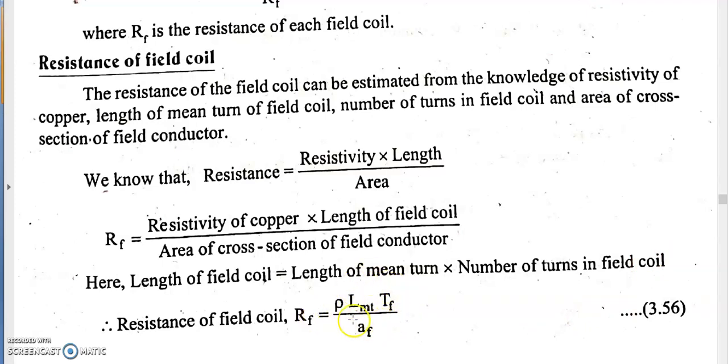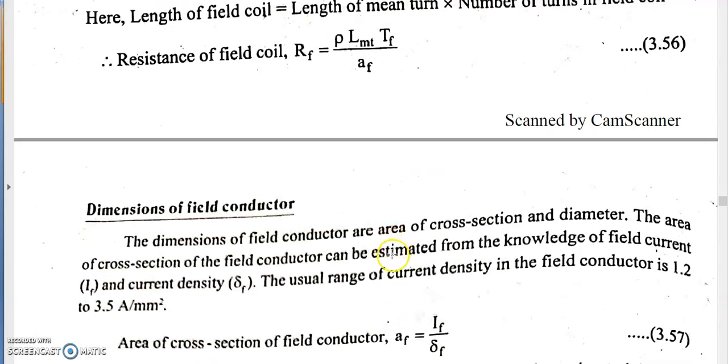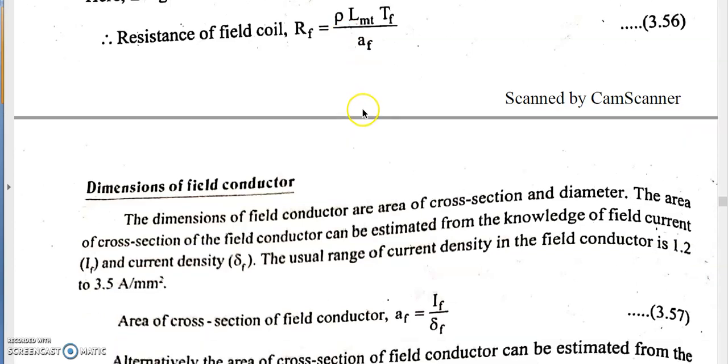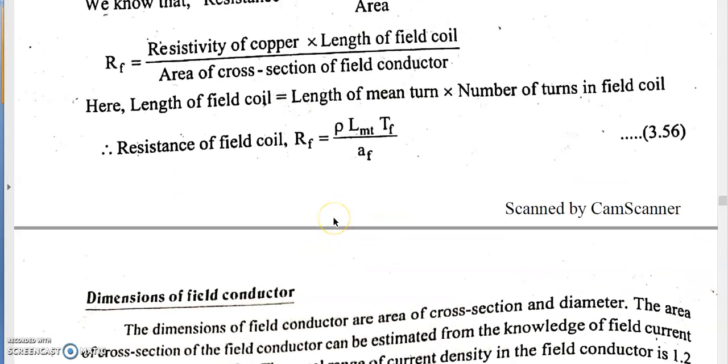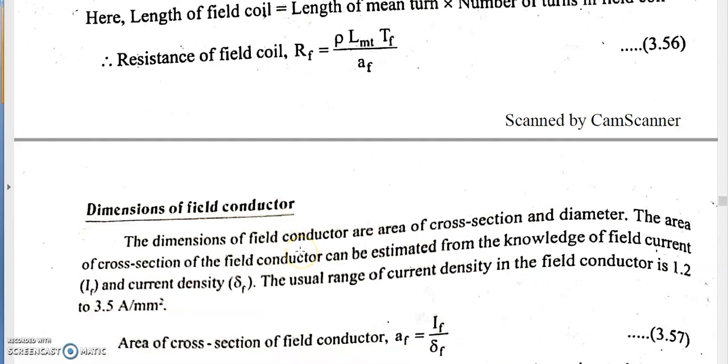So rho L by A, where AF is the area of cross section of the field coil, so that we can calculate the resistance. Still we have not found the equation to calculate this TF. From the EMF equation we can calculate it, but the other way, from the last equation we will be calculating HF and TF by solving two equations. That process we will discuss in detail shortly.